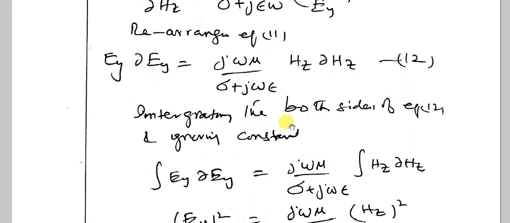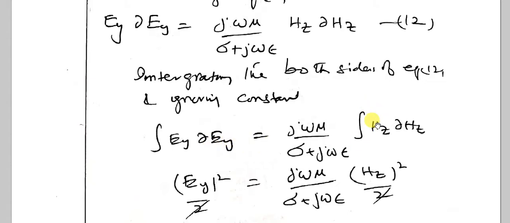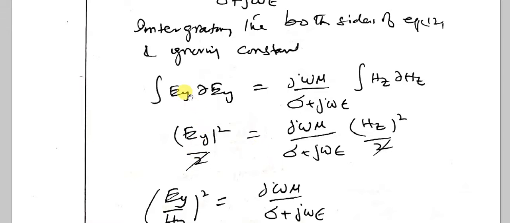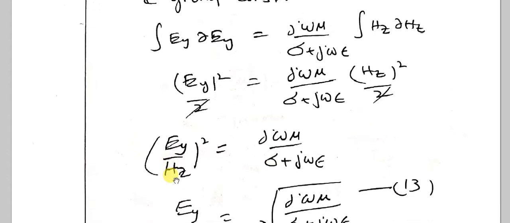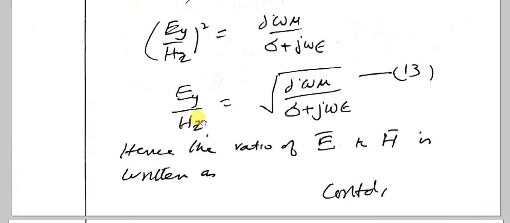Now integrating both sides of the above equation 12 and ignoring the constants, we get the integral of Ey δEy and the integral of Hz δHz, which gives Ey squared by 2 and Hz squared by 2. So (Ey/Hz) whole squared is equal to jωμ divided by (σ + jω ε), or Ey by Hz is the square root of jωμ/(σ + jωε). This is now the E to H ratio, which is called the impedance.